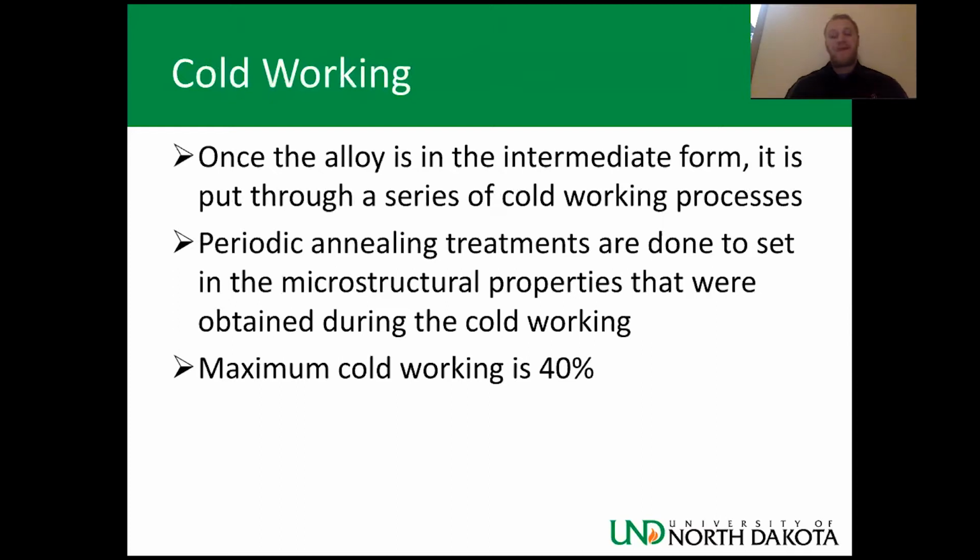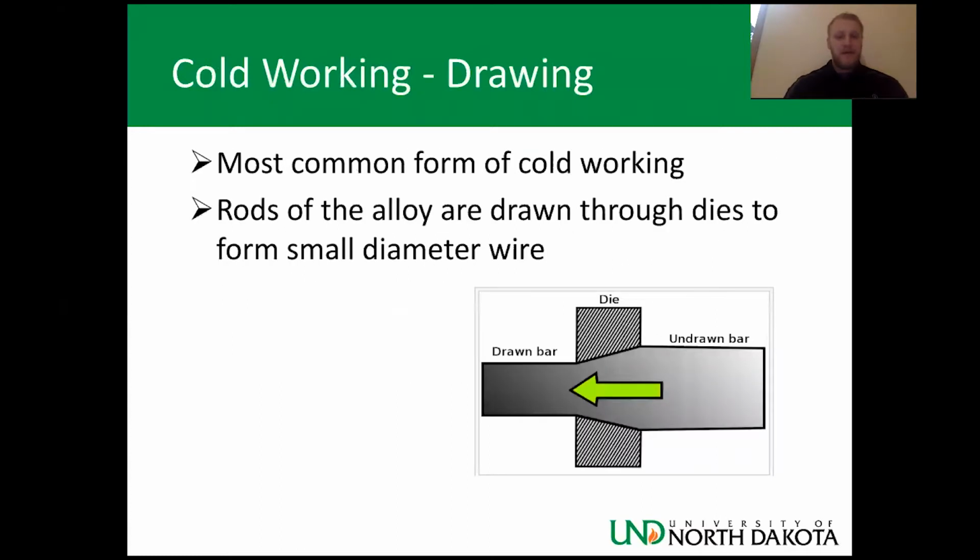But it has been found that the maximum cold working that we can do with these shape memory alloys is about 40%. After that, we start affecting the properties and we don't end up with that shape memory effect. So the most common form of cold working done with these is drawing. What we do here is the rods of the alloy are drawn through dies to form smaller diameter wire. Pretty common in most other alloy working techniques. It's not shape memory specific, but that's typically how it is done.